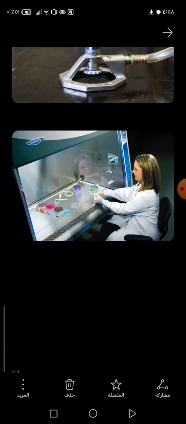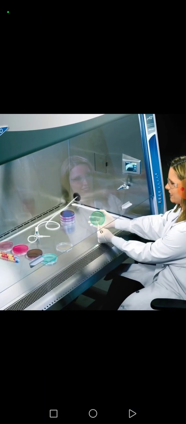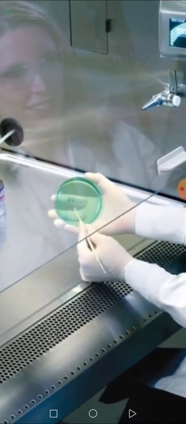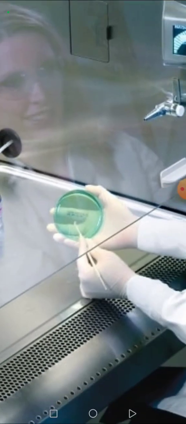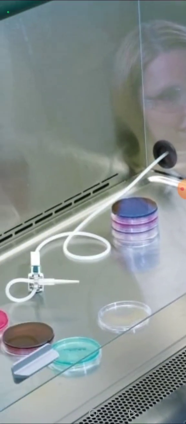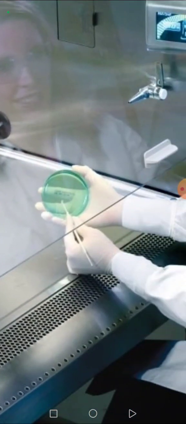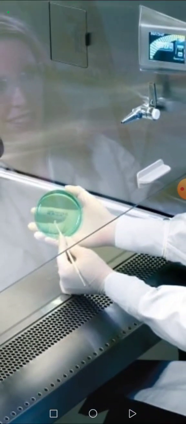So this is the biosafety cabinet. As you see, this microbiologist does a bacteria culture with a plastic loop. This is called a loop, which she holds, not the plate, which looks like a dish. Not the circular thing, this long structure is called a loop. A loop is used for bacteria culturing or streaking. This is a plastic loop.